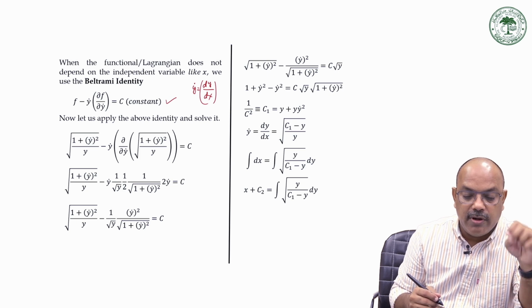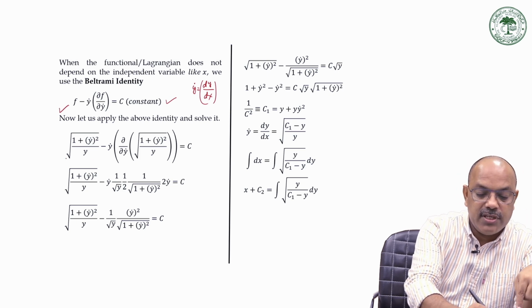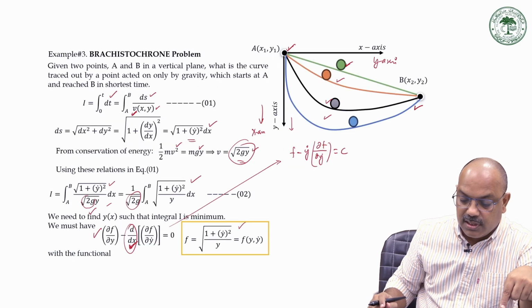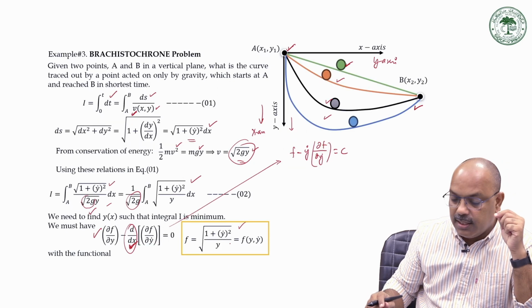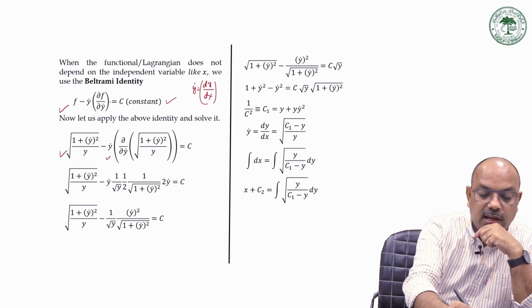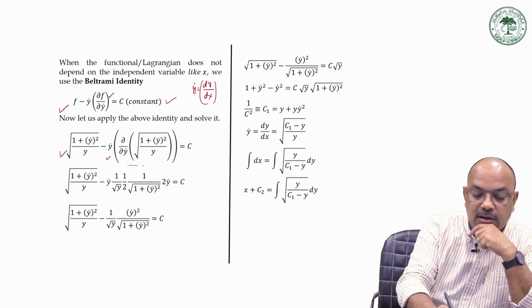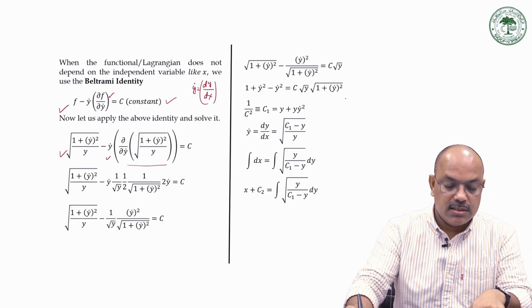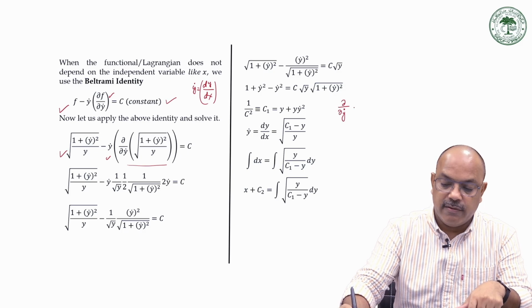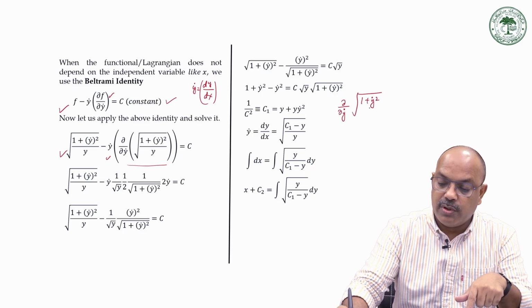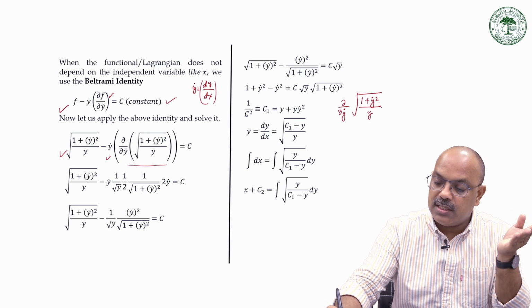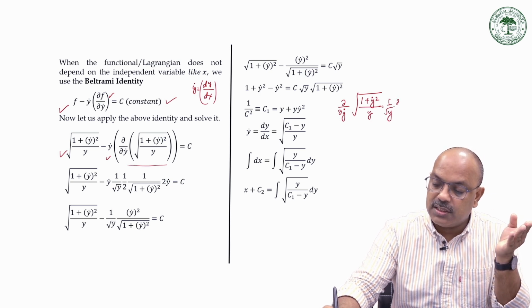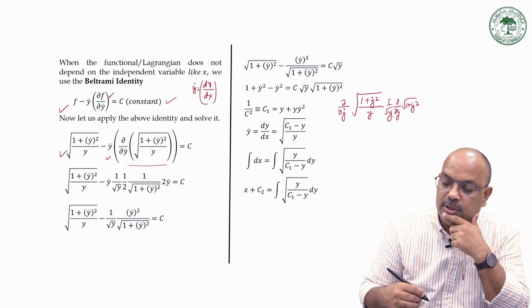So now let's apply this identity and solve it, because f is this thing. f is square root of 1 plus y dot square over y, and y dot is here, and what is df by dy dot? I can equate this as delta by delta y dot of square root of 1 plus y dot square over y. Because I can take under root y outside, this is going to be delta by delta y dot of square root of 1 plus y dot square, because 1 by y is not going to contribute here.